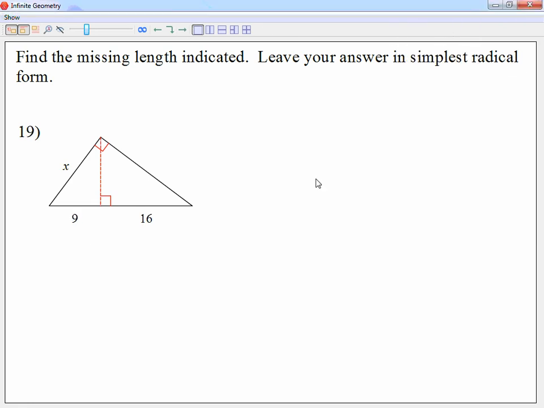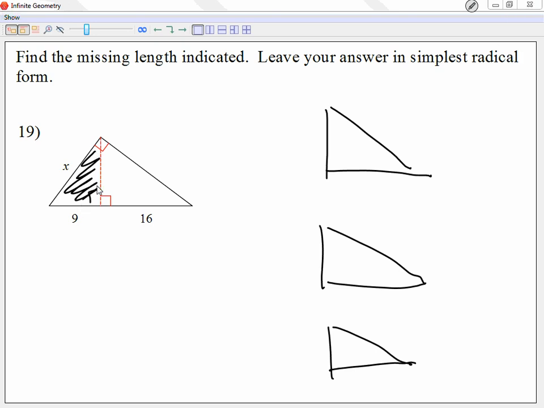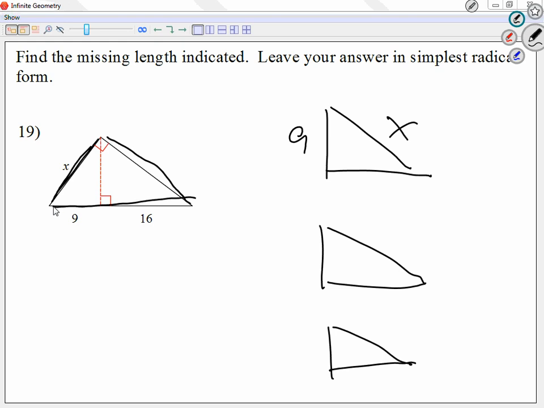If I look at 19, so again, I need 3 triangles. I'm only going to use 2, but I don't know which 2. If you look at the little triangle, and if you spin it around, you have your hypotenuse x, and you have this little side 9. If you look at the big triangle, one side is x, and the hypotenuse is 25.